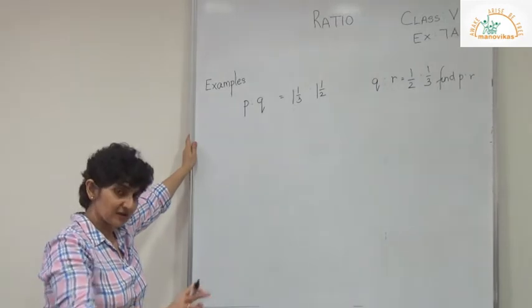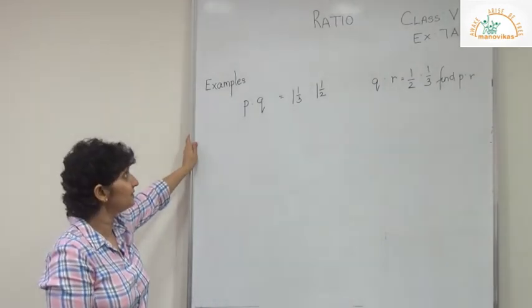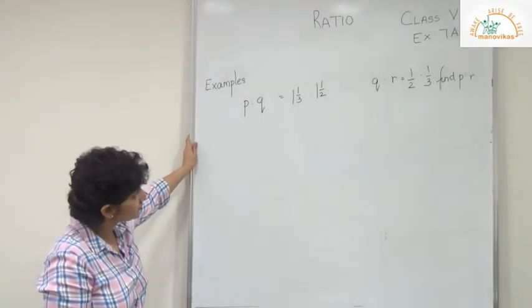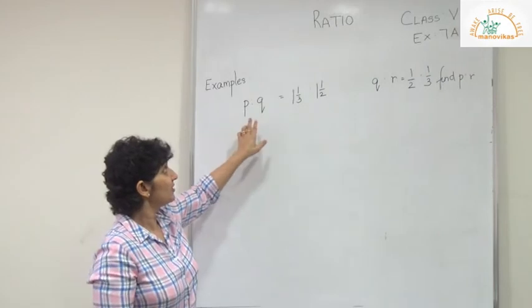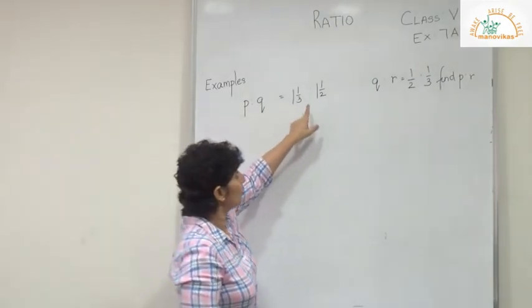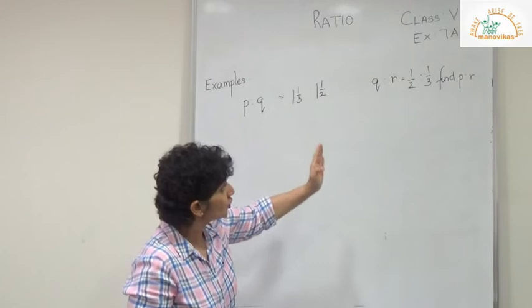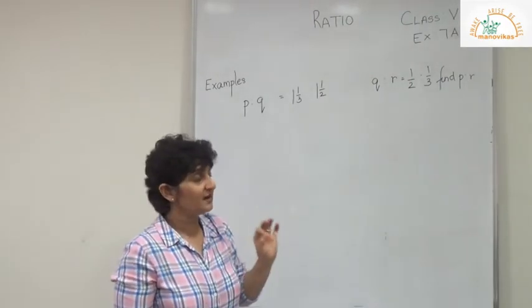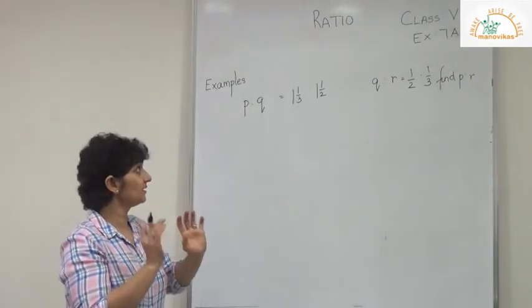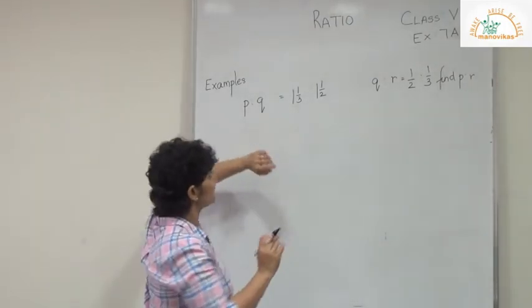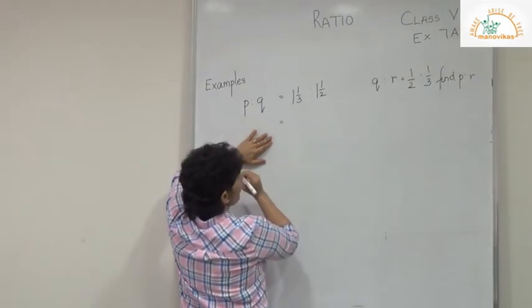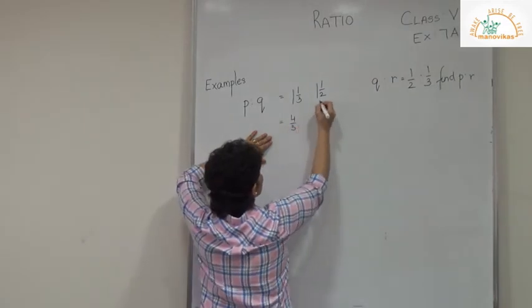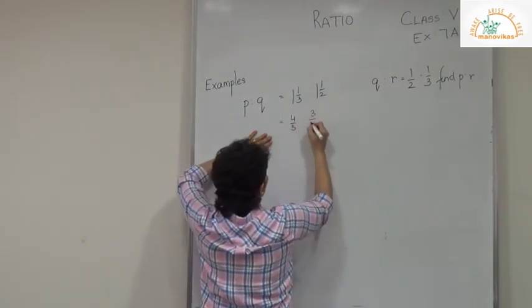Another example. Children, I have actually taken this from your textbook itself. P is to Q is 1 upon 3 is to 1 and a half. Q is to R is half is to 1/3. Find P is to R. First, let's convert everything. This is a mixed fraction, so let's convert it into an improper fraction. 1 and a half: 2 1s are 2 plus 1, 3 upon 2.